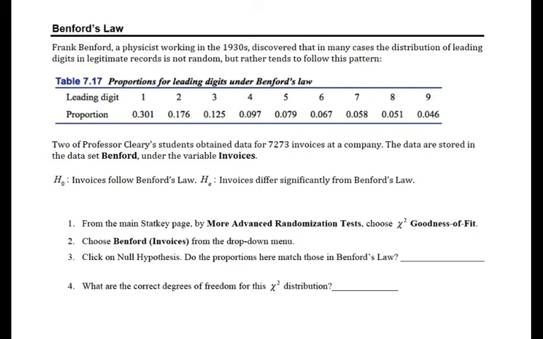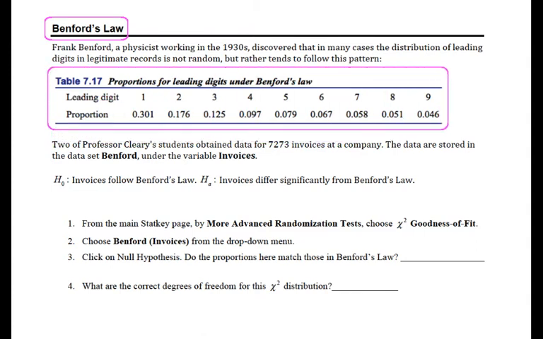A very interesting application of the chi-square goodness of fit test is in accounting with this law called Benford's law. It seems like a really strange law at first, and it's kind of amazing that it holds so reliably. Frank Benford in the 30s discovered from looking at lots of valid records that the first digit in valid numeric records tends to follow the pattern that we see here in table 717.